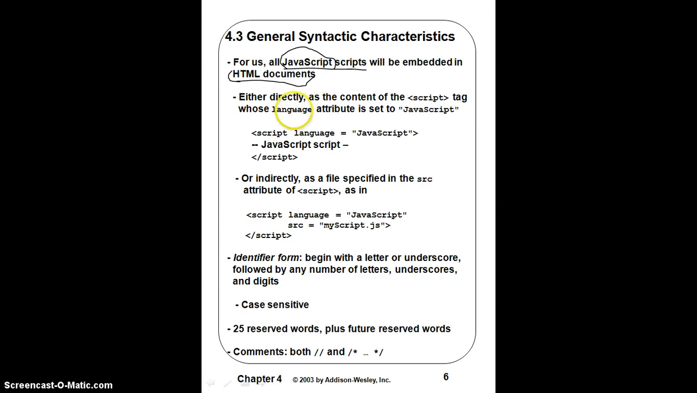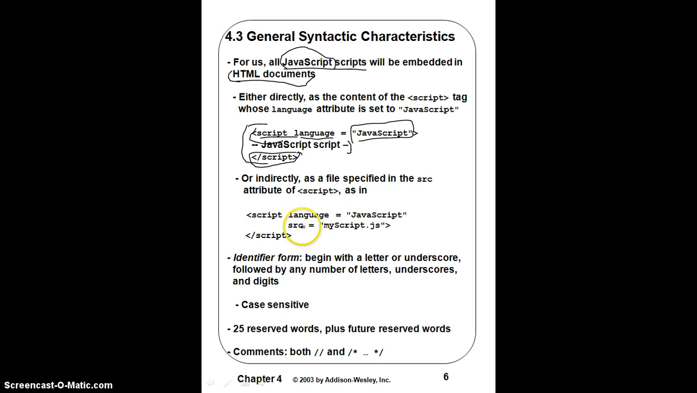So here is the syntax of writing JavaScript. It always starts with the keyword script, and then the language attribute. Within this tag we write the JavaScript which we want to add, and this is the closing tag for script. So this is the opening tag with the attribute called language, and this is the closing tag.